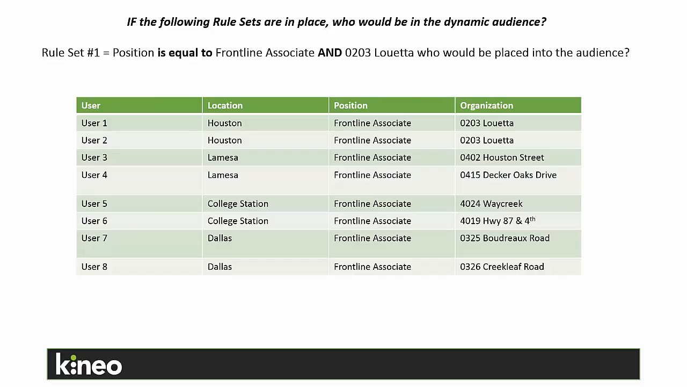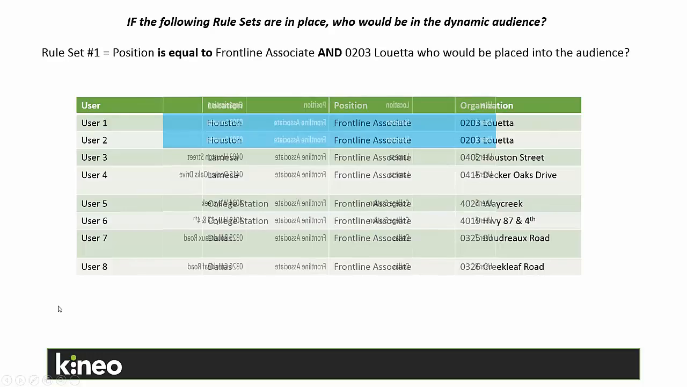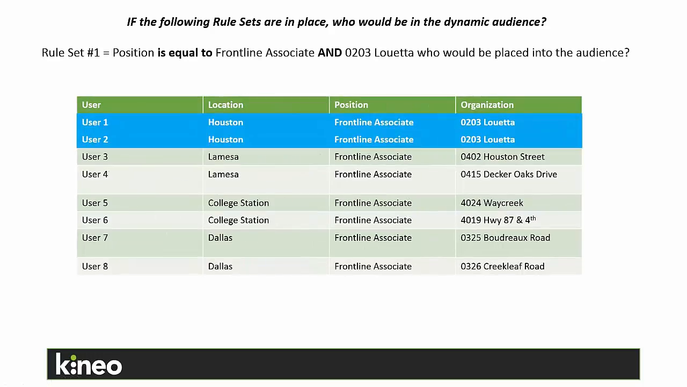Okay, so Tim is saying number 1 and number 2, Steve is saying everyone, and JP is saying users 1 and 2. All right, let's see who's right. Correct. It is users 1 and 2. The reason is this and statement. They have to be a frontline associate and work at the Luetta store, so it's going to automatically pull just these individuals. All right, let's try again.